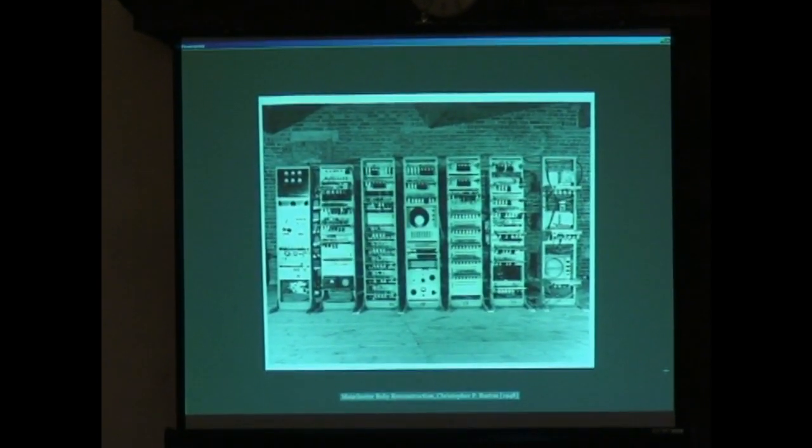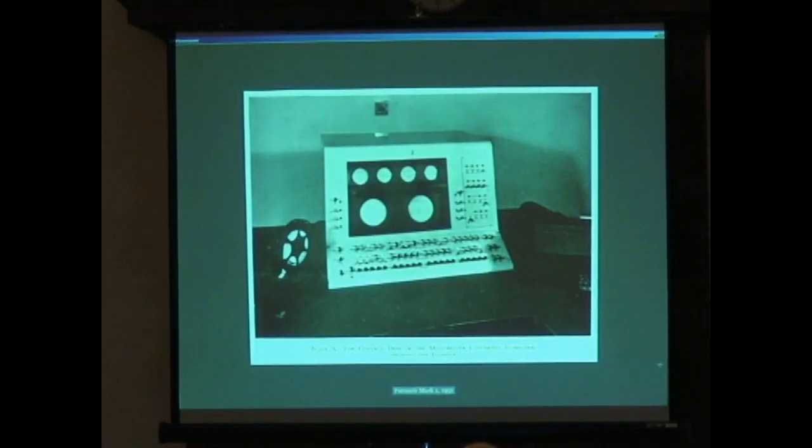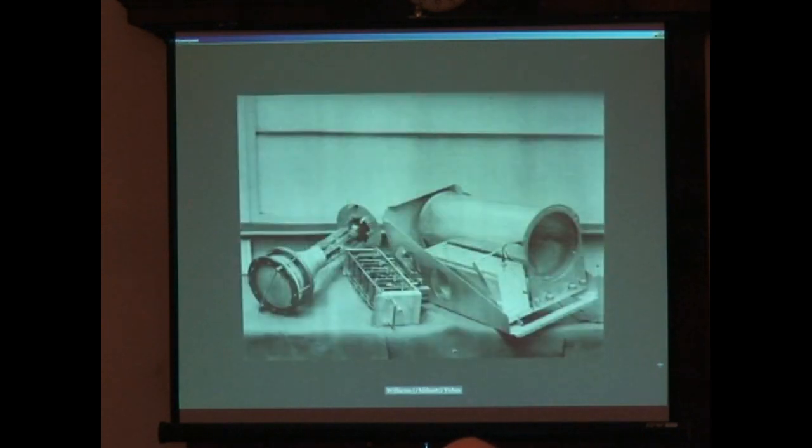And after the Baby, as I think this story I can tell very quickly because everybody knows it, it evolved into the Manchester Mark 1 in 1949. And then the Manchester firm of Ferranti produced the Ferranti Mark 1 in 1950, which was installed in Manchester University in 1951. And the most important component of this computer was the Williams-Kilburn tube.